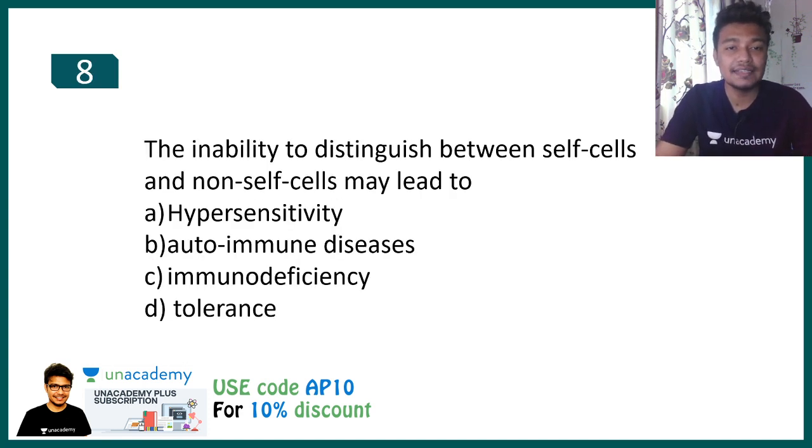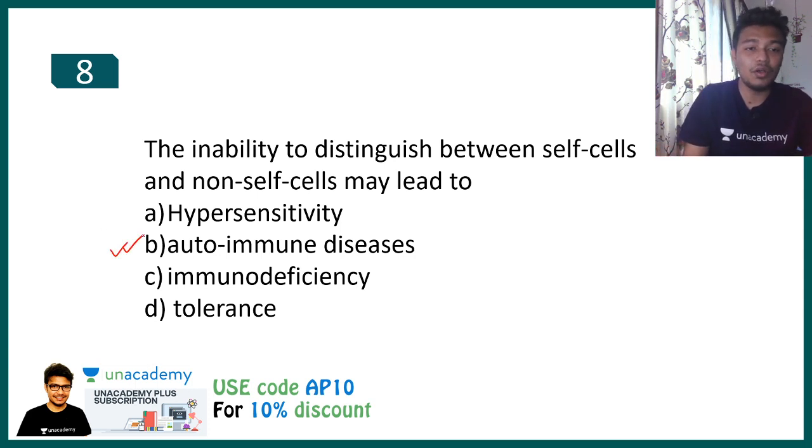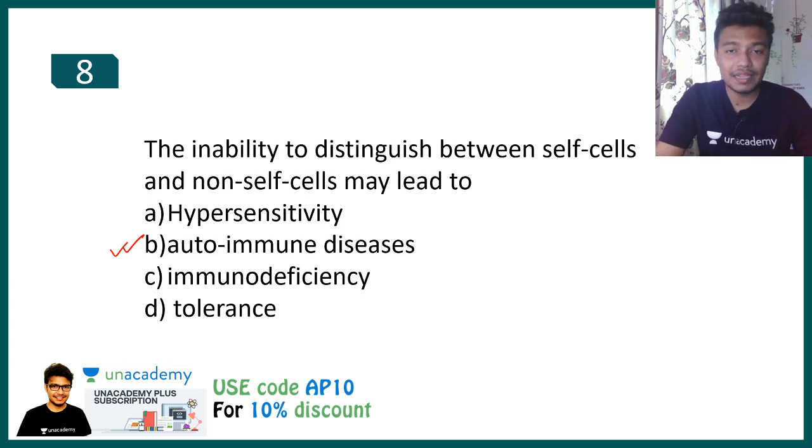Okay, question 8 says the inability to distinguish between self cells and non-self cells may lead to hypersensitivity, autoimmune diseases, immunodeficiency, or tolerance. So pause the video and try to answer. If you have answered correctly, then the answer would be autoimmune diseases, right? So tolerance of the immune system breaks down. They cannot really distinguish between self versus non-self, and that creates a huge immune response against your own cells or cell types.